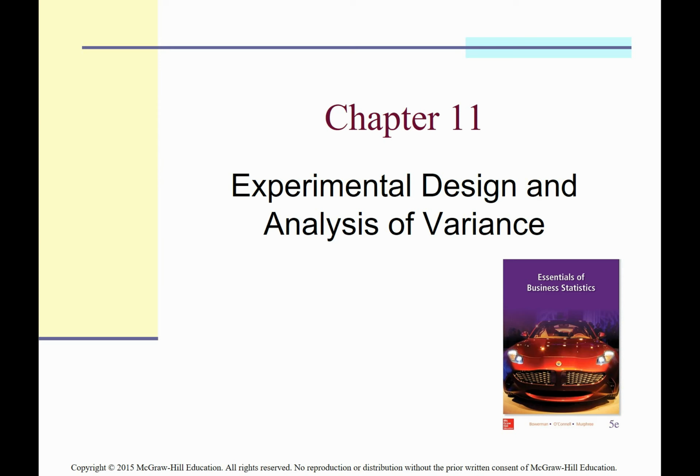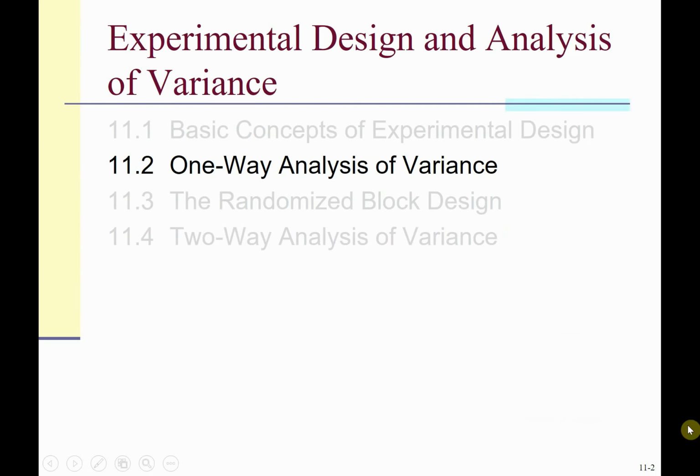If you have more than two populations and you're testing population means, then you need to use a different math technique called analysis of variance. And we calculate a different statistic called an F statistic. So the only thing we're going to focus on is something called one-way analysis of variance, ANOVA, A-N-O-V-A. ANOVA is what that is.